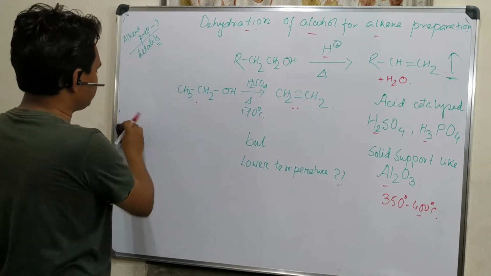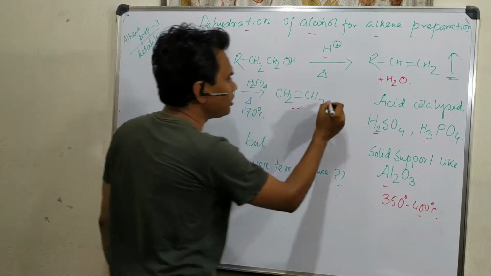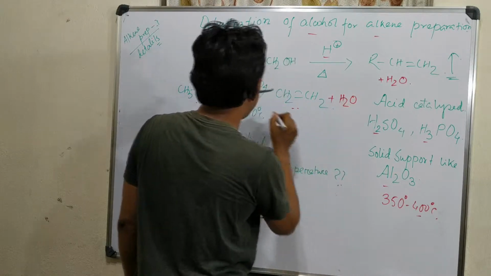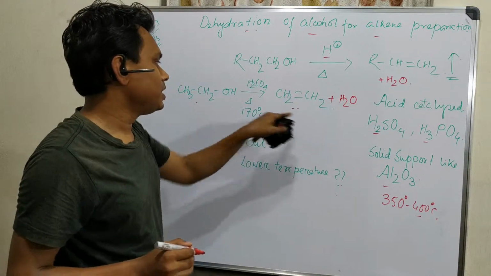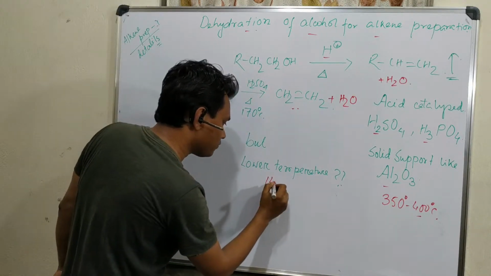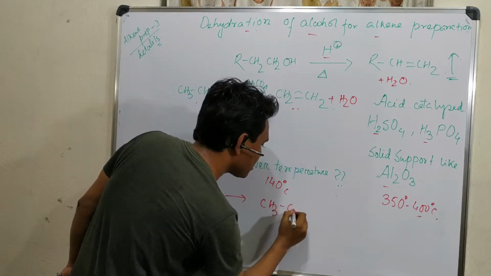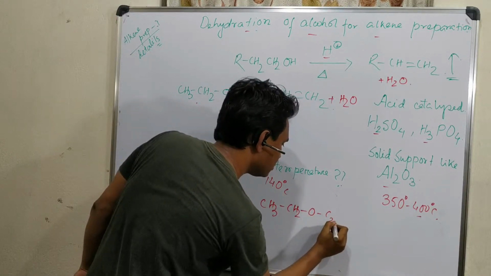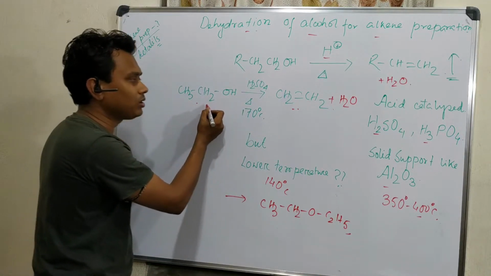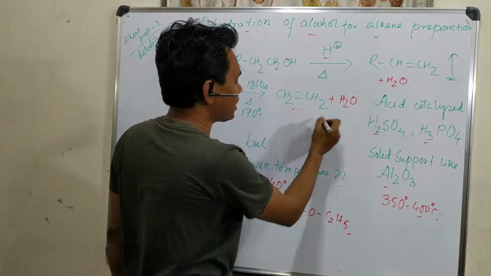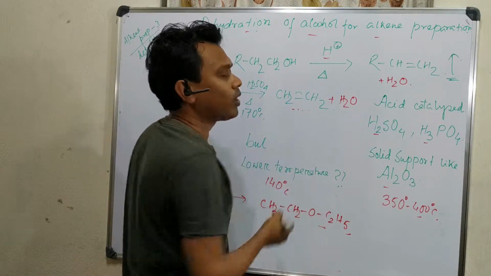But for the preparation of this ethylene, it is essential to have high temperature. Why? Because here one molecule of water is produced and the process is acid catalyzed. If you reduce the temperature from 170 degrees to a lower temperature like 140 degrees, then it produces diethyl ether. Then what happens is that two molecules of ethanol remove one molecule of water to produce this, whereas here one molecule of alcohol gives up one molecule of water to produce alkene.